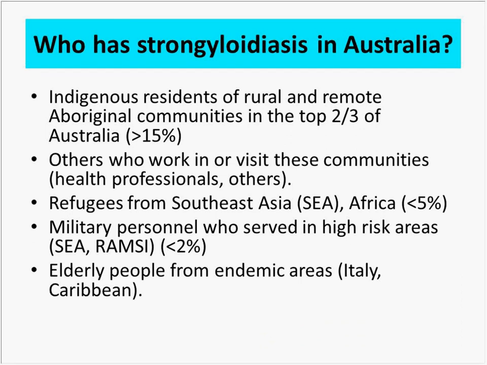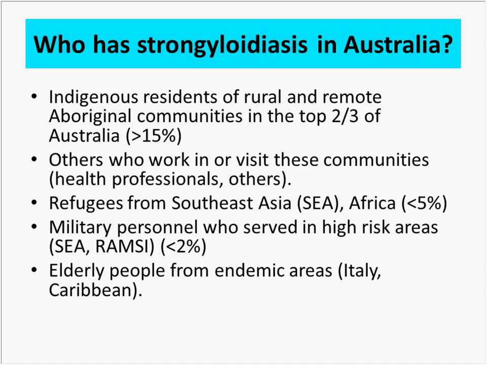So, strongyloidiasis in Australia: the big group is Indigenous residents of rural and remote Aboriginal communities. It occurs in Torres Strait Islanders, but there's no data on Torres Strait Islanders. A colleague working in the Torres Strait said he got positive serology there, but it actually hasn't been documented.